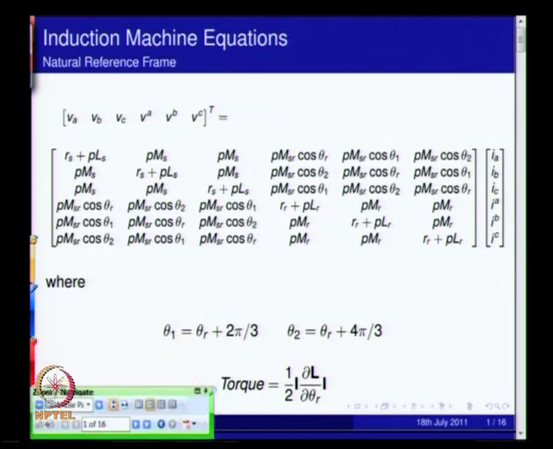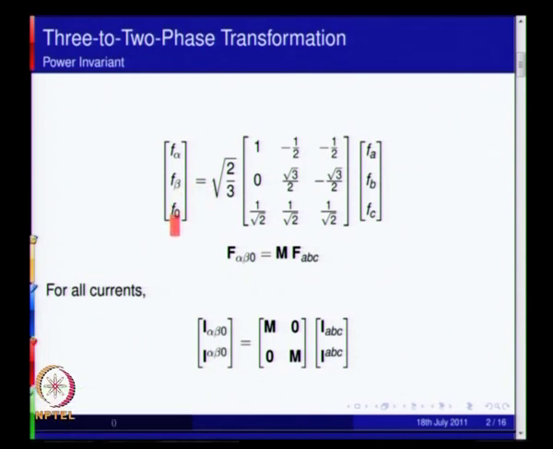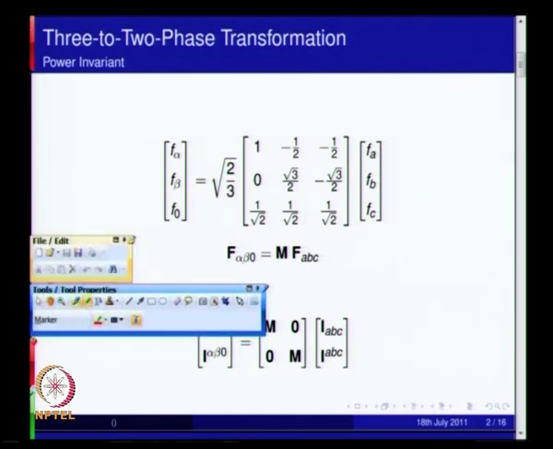And in order to simplify the description, you move on to a 3-phase to 2-phase conversion. And how to do that? We looked at MMF invariancy. So let's recollect what it is that we have done.